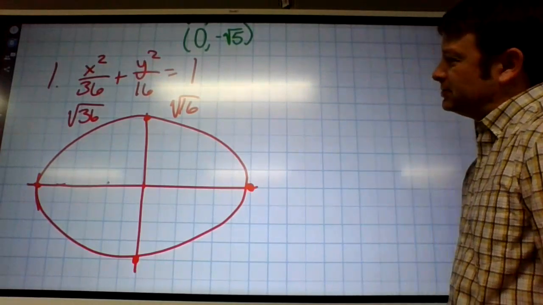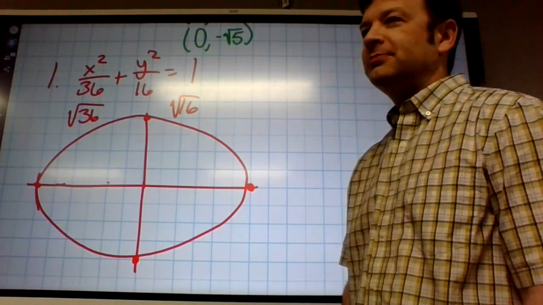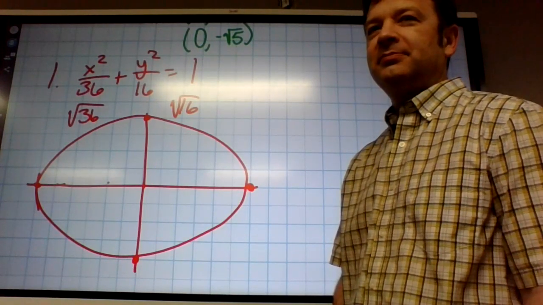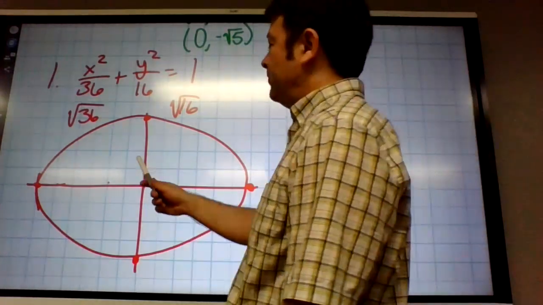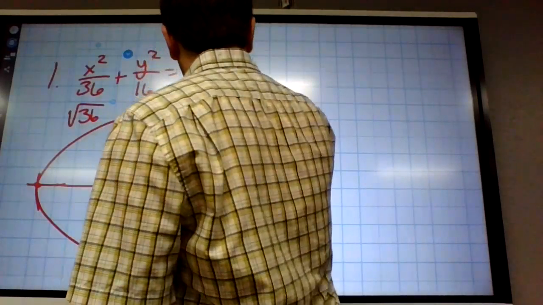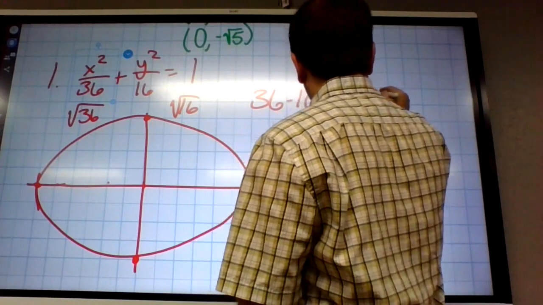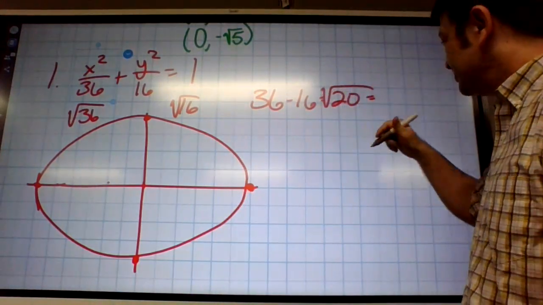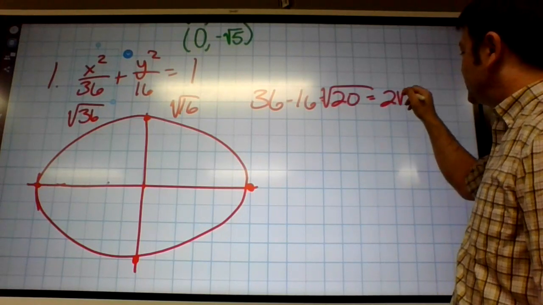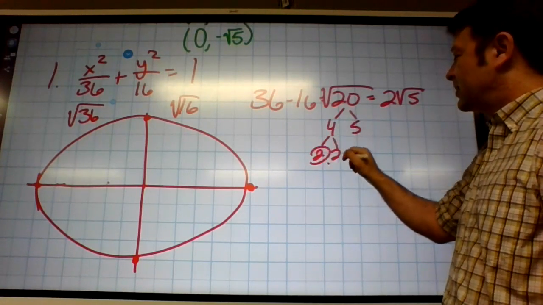Okay. It's hard to draw these. Okay, and then for the foci, 36 minus 16, and then we do the square root of that. And since that simplifies, square root of 20 simplifies to 2 square root of 5.